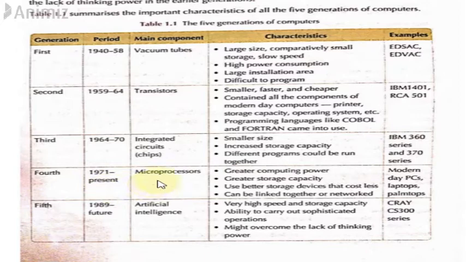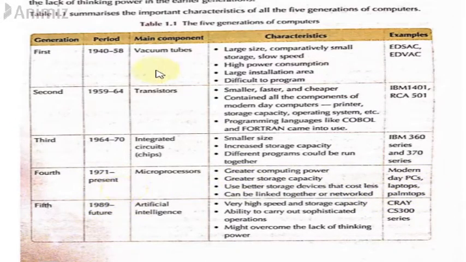In the fourth generation of computers, they started using microprocessors as we use today. The laptops, tablets, notepads, everything that you use today have microprocessors fitted in them. They have a lot of storage capacity, increasing computing power, and use better storage devices that cost less and can be networked together. So, modern-day PCs, laptops, palmtops, everything.